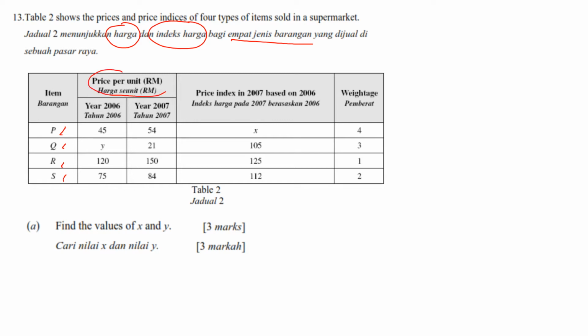Ada item P, Q, R dan S. And inilah harga dia, harga per unit. Okay, price per unit in year 2006 and year 2007. And this is the price index in year 2007 based on 2006. So the way to write this will be the price of 2007 based on the price of 2006, right? And then after that, this is the weightage. Once you see this, due to your practice, you should be able to read the details from the table. Okay, now let's go to the question.